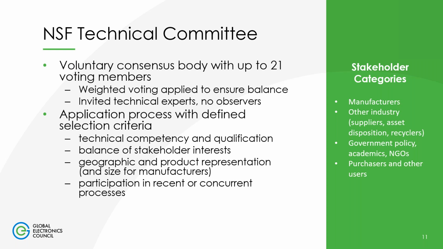There will be an application process similar to what we've utilized in the past, with defined selection criteria. When we're seating the committee, the following items will be taken into consideration. Of course, we want to make sure that we have technical competency and qualified individuals at the table. We want to ensure balanced stakeholder participation across the committee, including geographic and product representation, as well as the 4 specific interest categories that I will provide additional detail on. And really looking at the size of the manufacturers from the product perspective is something that we will be focusing on as well. And one final component that we will be considering is participation in recent and concurrent processes in order to promote full engagement.